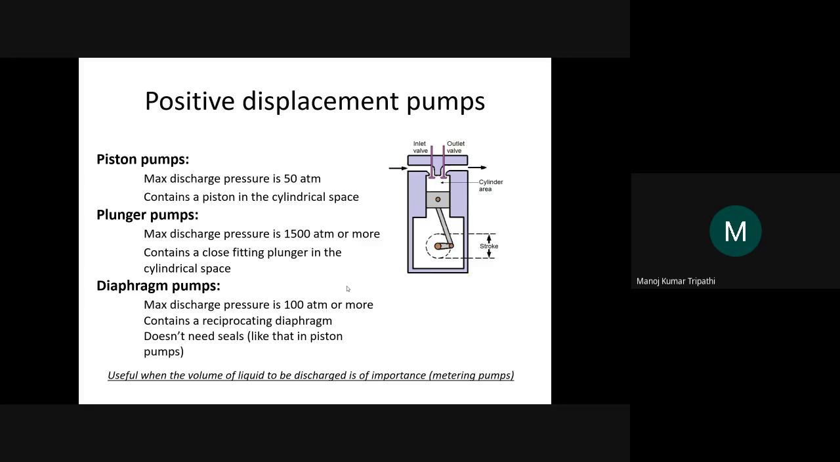Now we'll talk about positive displacement pumps. How many of you have seen something like this? How many of you know about a piston cylinder engine that we discussed in the first class actually? Can you please write in the chat window if you are familiar with this?